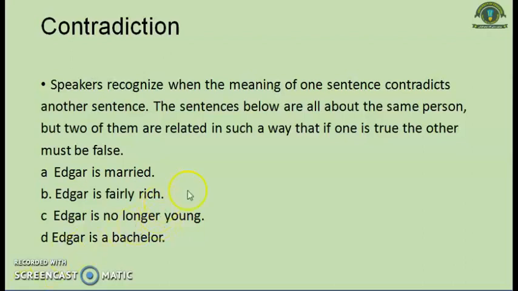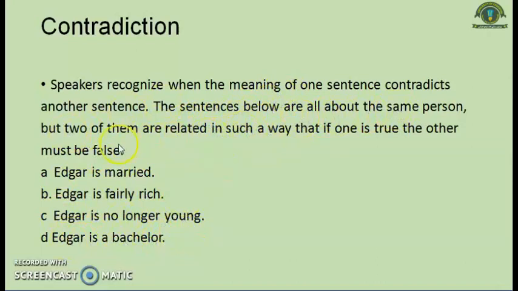Here are some examples that are given about the same person. The person's name is Edgar, and in the first statement Edgar is married, and in the second statement Edgar is fairly rich. In the third statement Edgar is no longer young, and in the fourth Edgar is a bachelor.